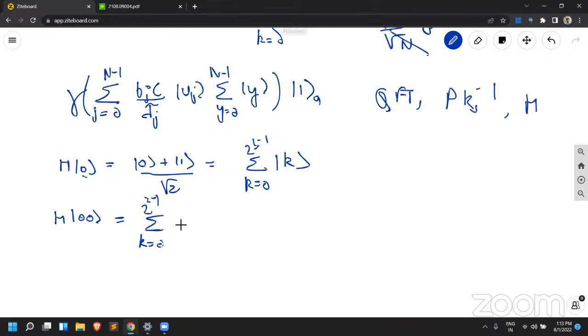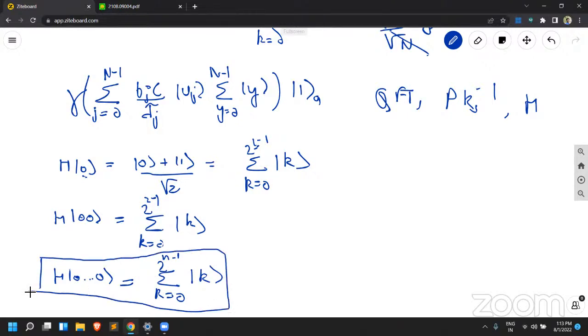Similarly, when we have n number of qubits and we apply Hadamard to all of them, we are going to get this new state, with 2 to the power n minus 1. So this is a more general form of applying Hadamard to the n bits altogether, right?